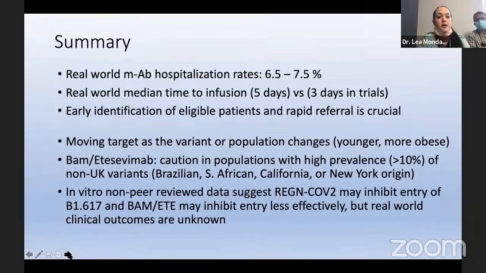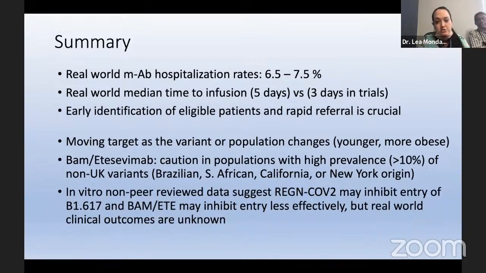So in summary, real world hospitalization rates in these monoclonal patients are ranging between 6.5% and 7.5%. The real world time to infusion from symptom onset is around 5 days versus 3 days in the trials. So early identification of eligible patients and rapid referral is very crucial. It's a moving target as the population who's getting COVID changes and as the variant population changes.